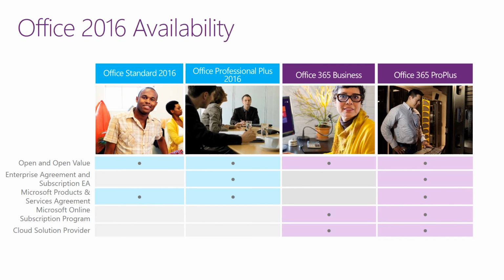And our final slide on Office looks at the availability, and again I won't dwell on every item in this table, but you can see that the Office Standard and Professional Plus 2016 licences aren't available through the online services programmes, of course, and Office 365 Business, which is aimed at smaller organisations, isn't available through the Enterprise Agreement or MPSA, which are themselves aimed at the larger organisation.